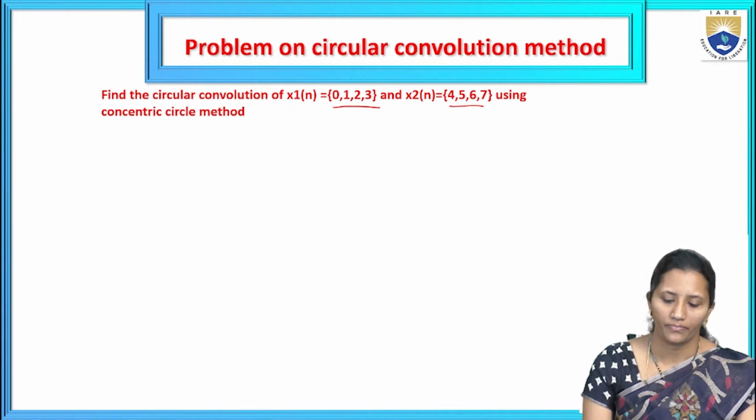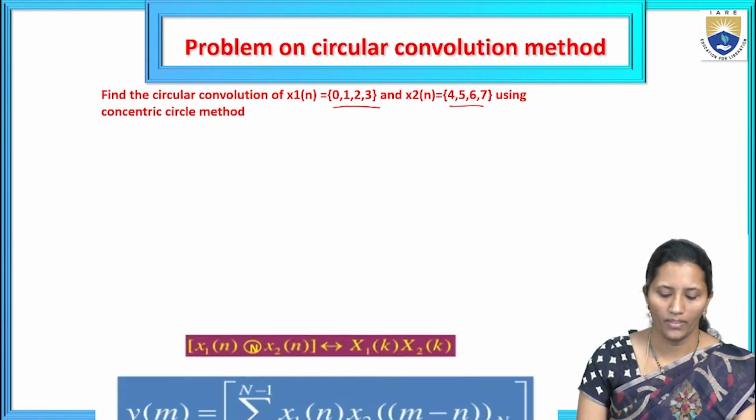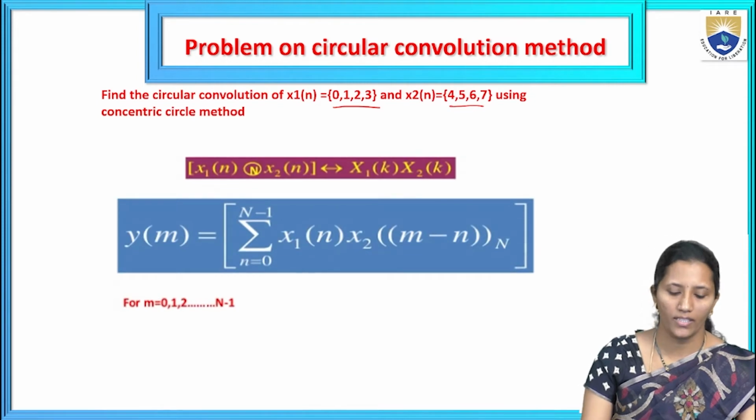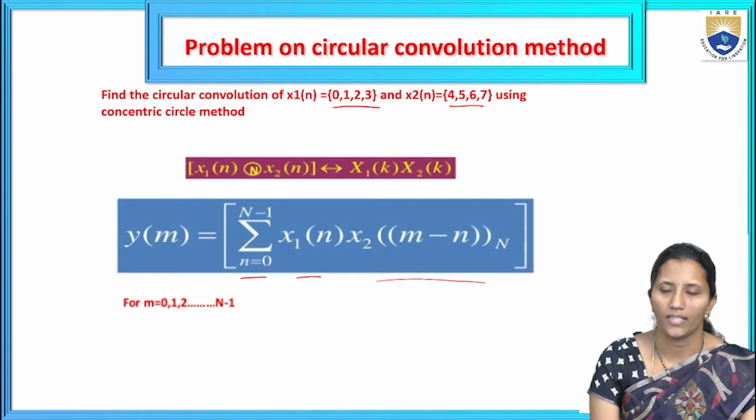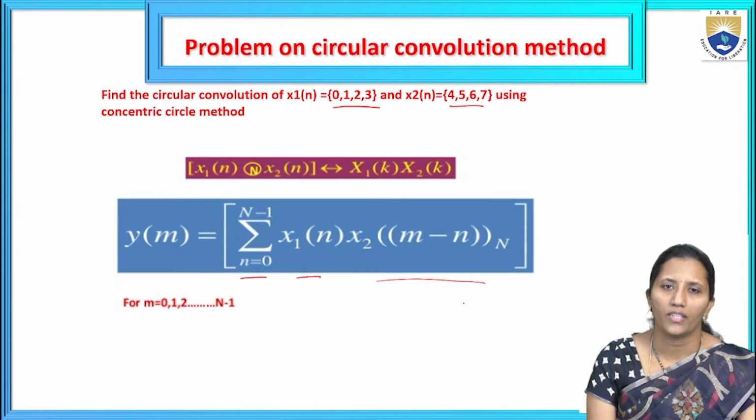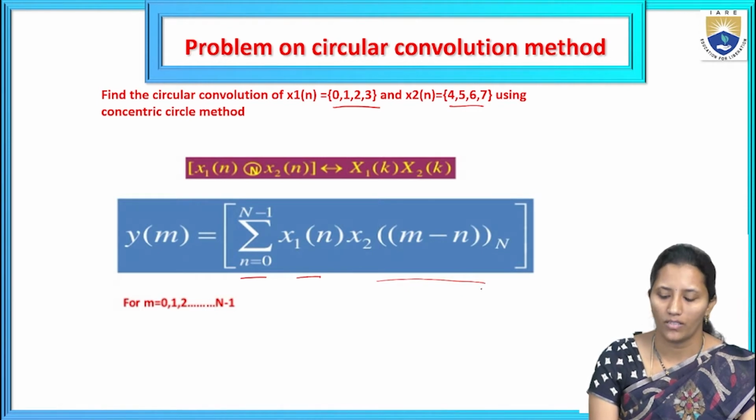The formula for circular convolution is y of m equals sigma n equals 0 to N minus 1, x1 of n and x2 of (m minus n) modulo N. Why? Because the circular convolution is for periodic sequences. So this mod N indicates the number of samples in the sequence. After N samples, the sequence will be repeated. It is a periodic sequence.